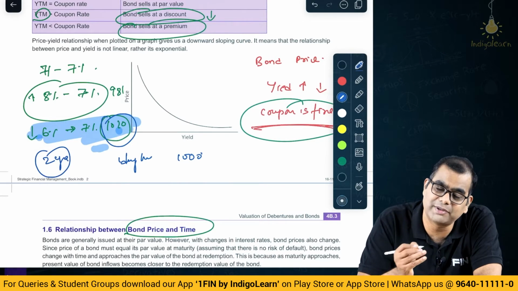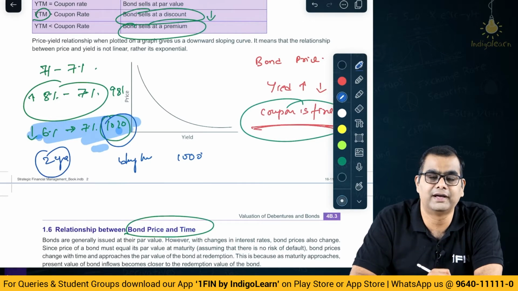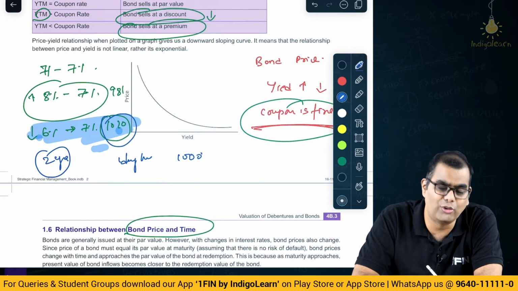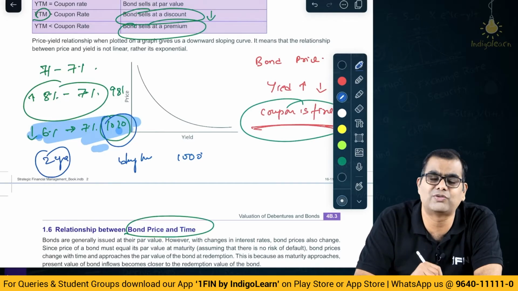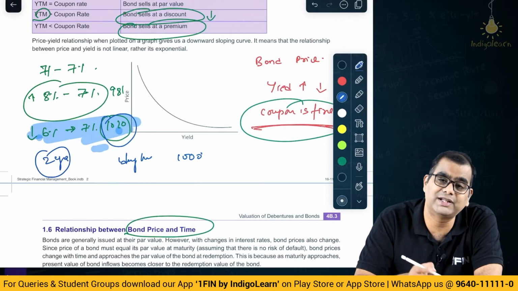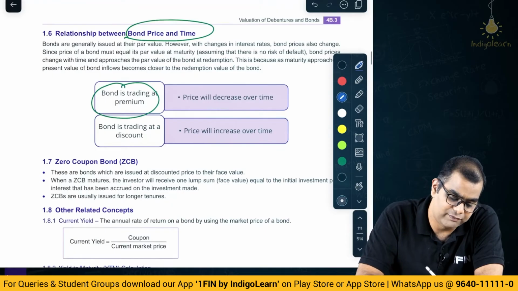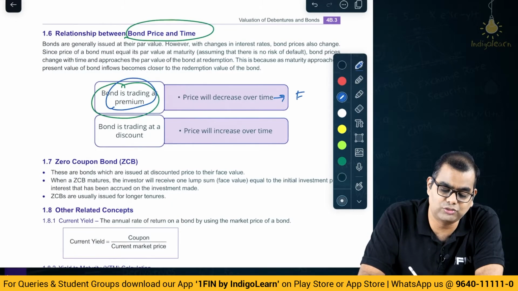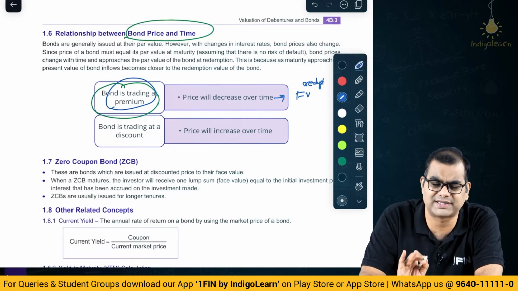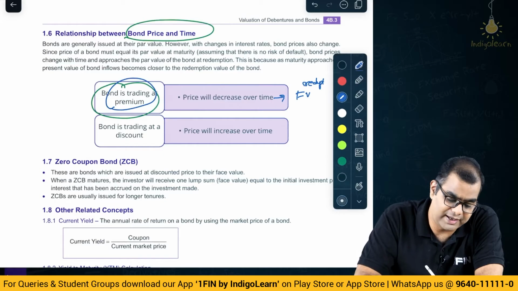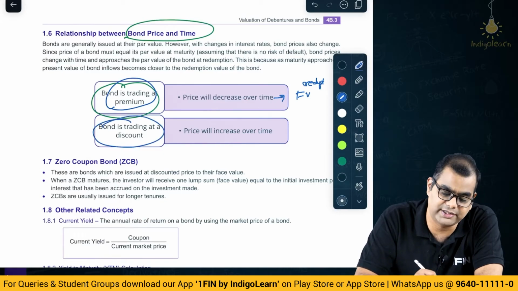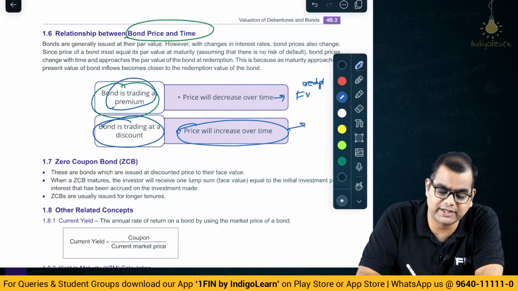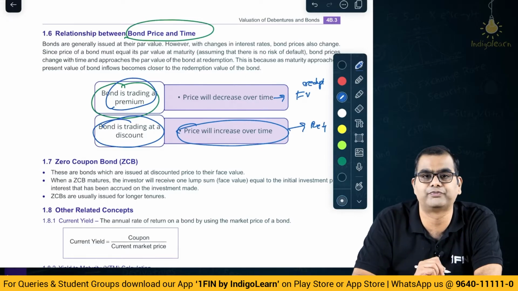Why? Because 1000 is the money that you are going to get. And this higher or lower interest rate does not have an impact for the last 1 day. It will have an impact when the time is high. So, if bond is trading at a premium, its price will decrease over time to face value or redemption value. I am assuming redemption and face are same, it is a plain vanilla bond. Same logic applies. If bond is trading at a discount, price will increase over time till redemption value.